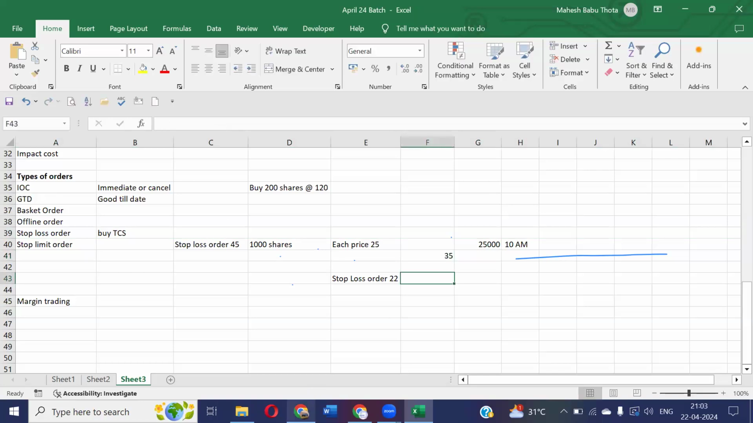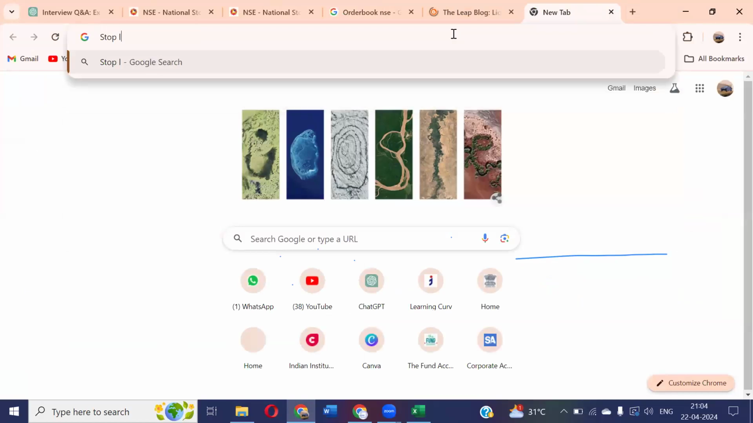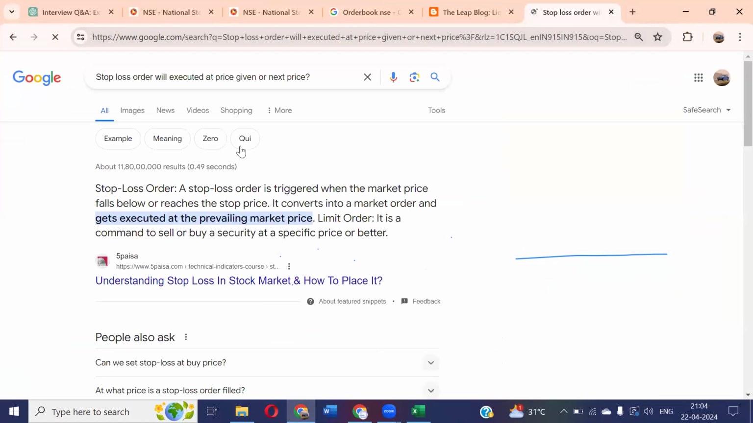That is the reason most of the people will not add the stop loss, because of this issue. Sometimes it will be triggered at 22 and immediately go up. Once you give the stop loss order, it will automatically execute when it reaches the stop price.